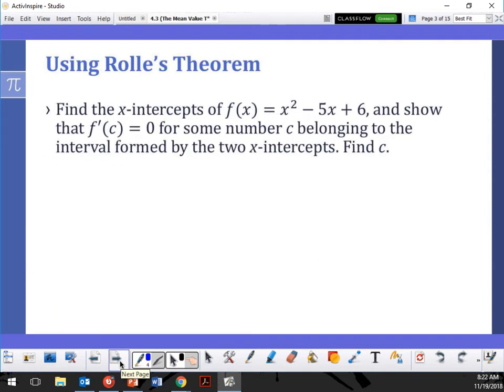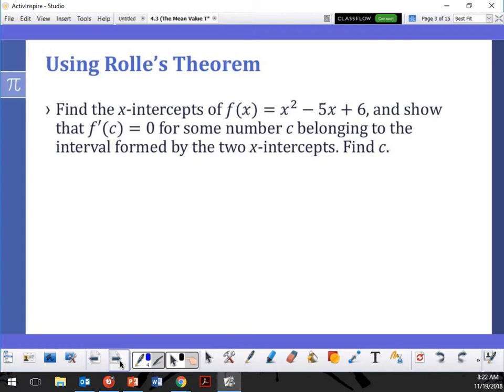Why do we need it? Find the intercepts of this and show that f prime of c is equal to 0 for some number c belonging in the interval formed by the two x-intercepts. Find c. We just need to find the derivative and set it equal to 0.